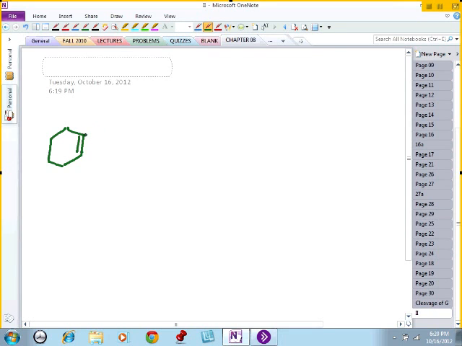If we have this here, and we have this here, and we have potassium permanganate in acid medium. Okay, what do you think the product will be? What would be the product?